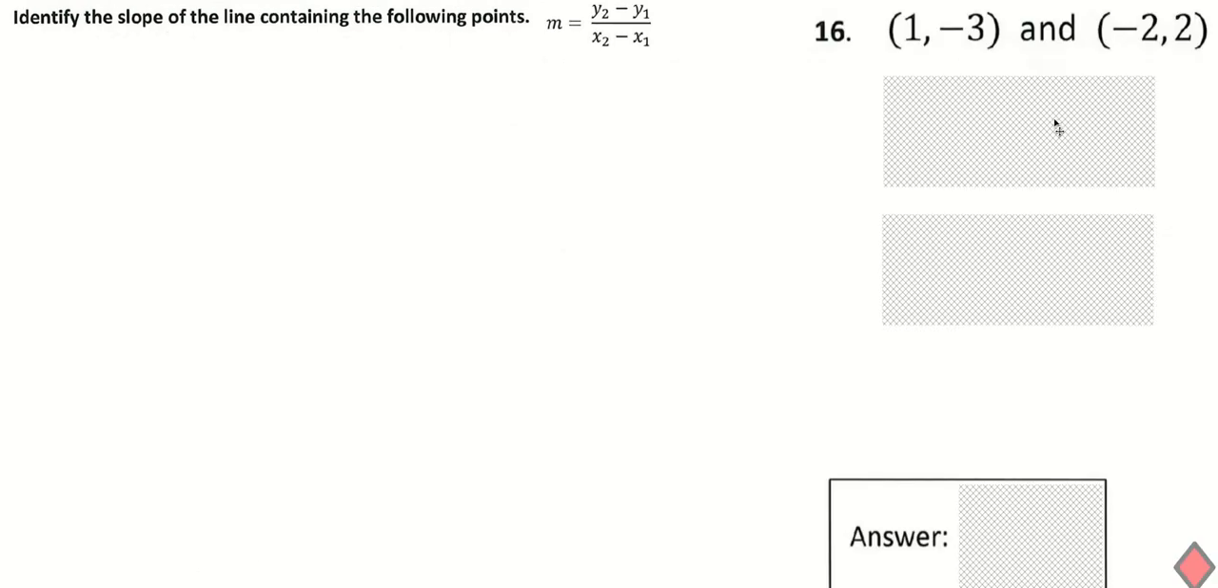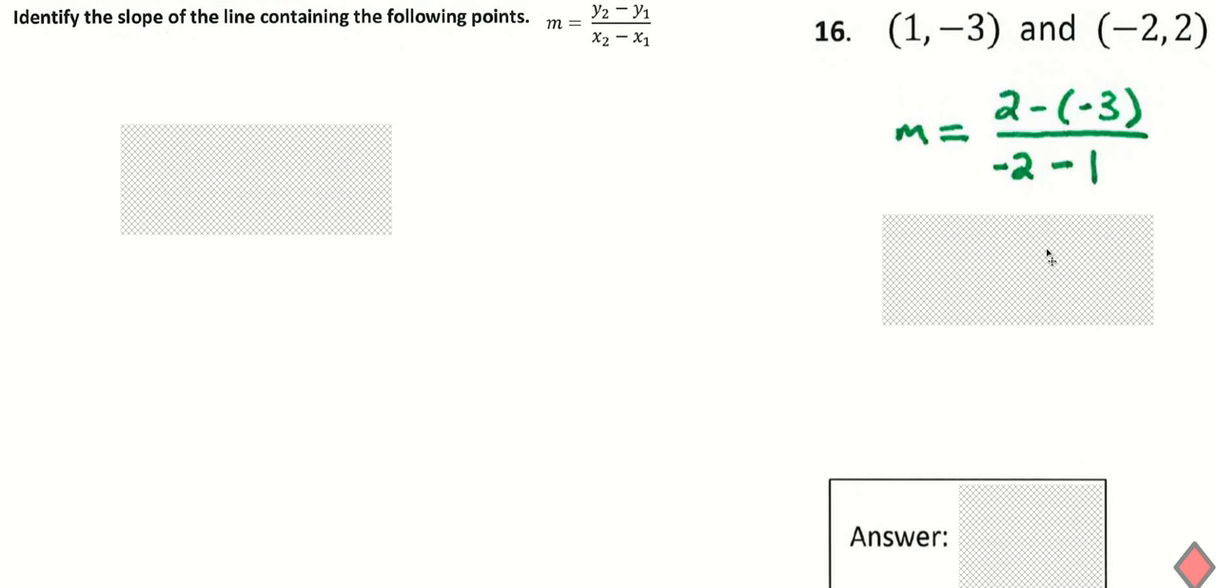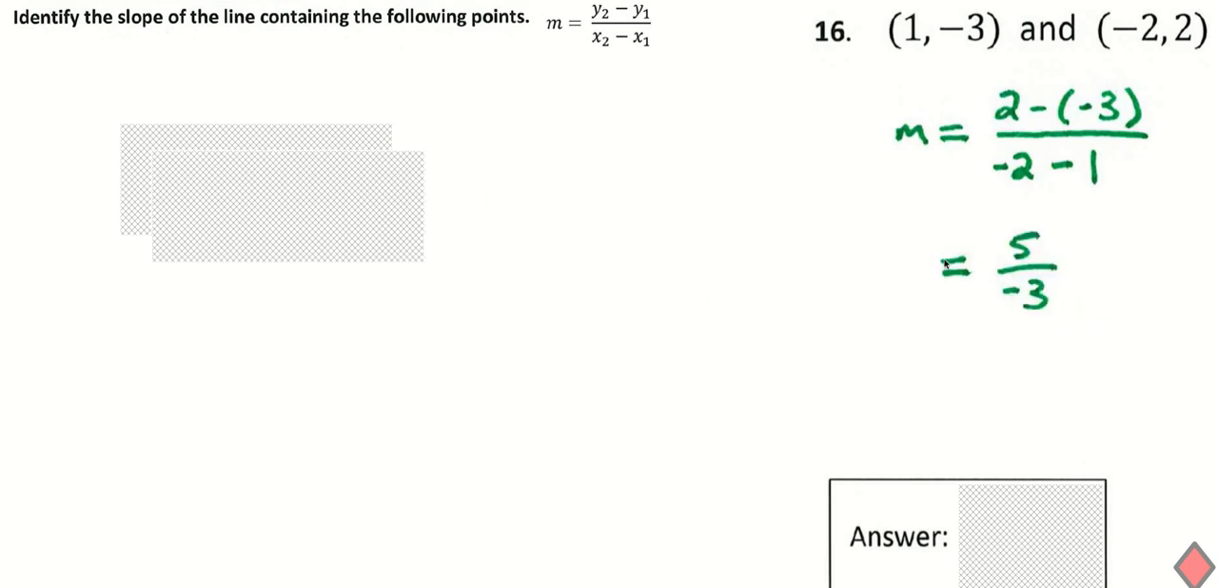And then the last one, again, I'm assuming you've already done this and you're just checking your work now. So 2 minus a negative 3, and then on the bottom we're going to have negative 2 minus 1, and so, just overall a negative 5/3. Okay?